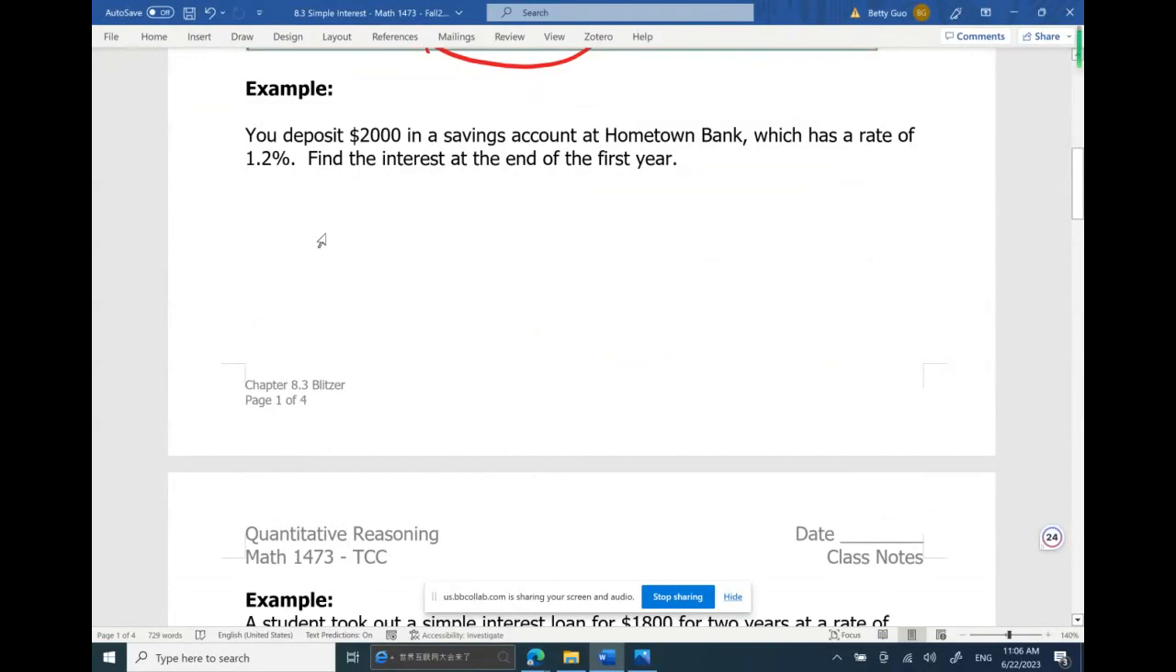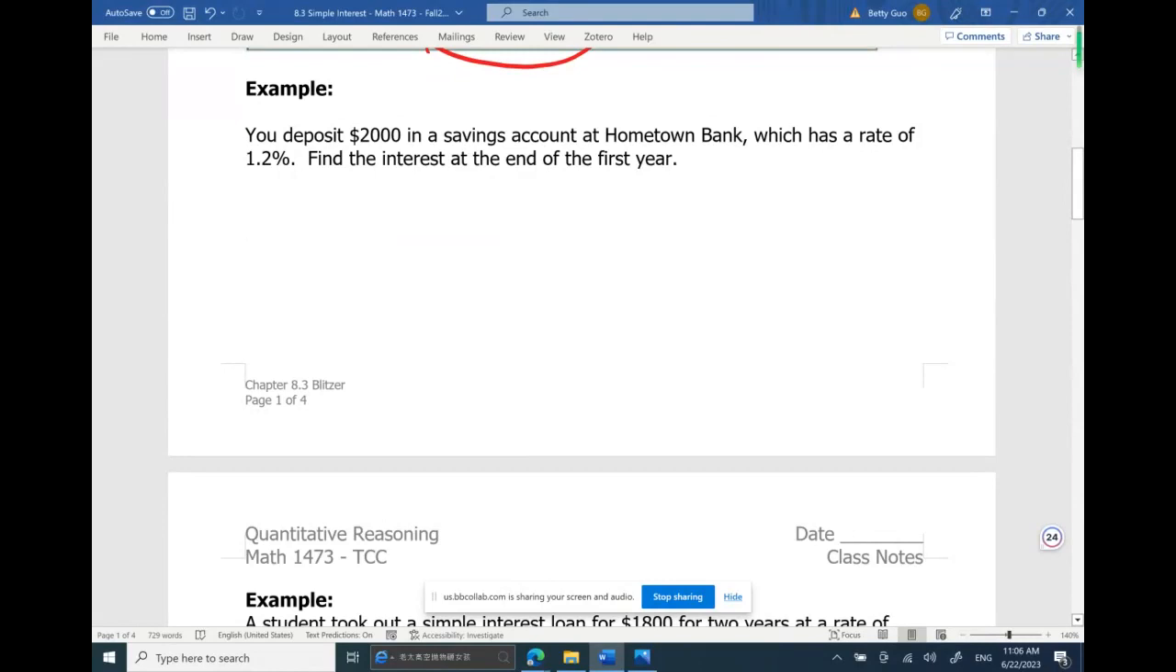You deposited $2,000 in a savings account at Hometown Bank, which has a rate of 1.2%. Even though the question does not specify that 1.2% is the annual interest rate, it is the default, because annually is convenient. If it's not an annual interest rate, such as a semi-annual, quarterly, or monthly interest rate, the question will point it out. If it doesn't say anything, then the rate must be the annual interest rate. We need to find the interest at the end of the first year.